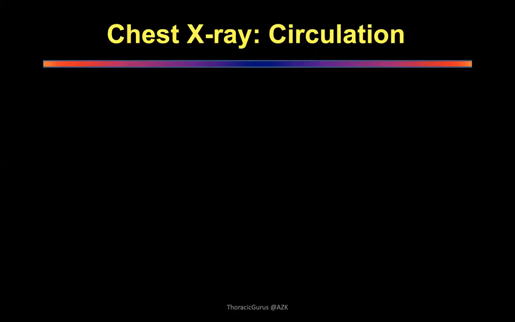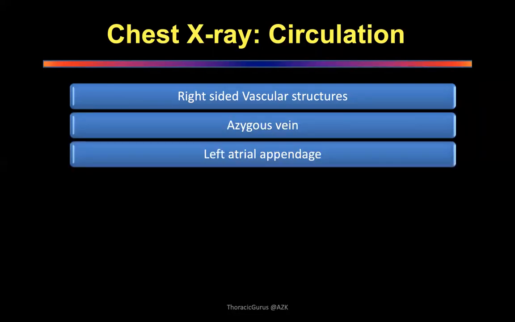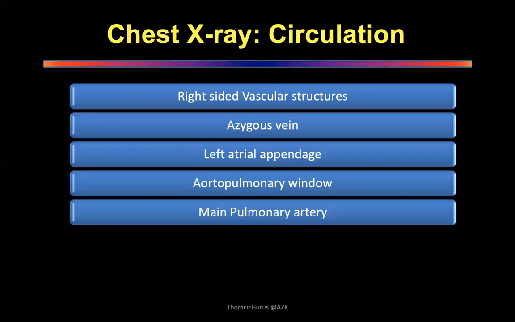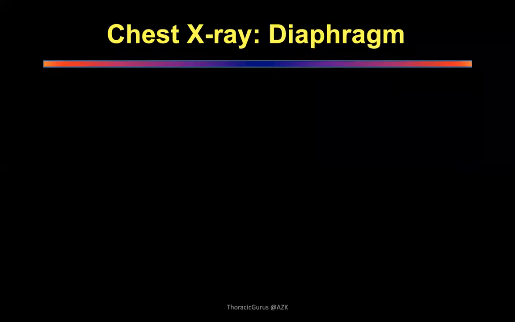Yeah, okay, so let's look at the circulation. All right, let's look for right-sided vascular structures, which are the azygous vein. Look on the left side for left atrial appendage. Look for the aortopulmonary window. Identify the main pulmonary artery. Look at the hilum and look at the right paratracheal stripe. Okay, this is what I showed you in the first film when I started off with the various lines and the stripes. Very important.